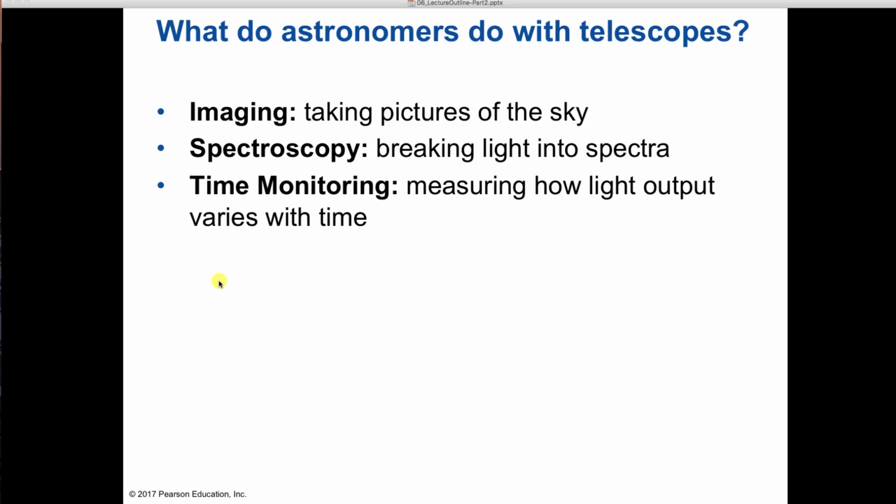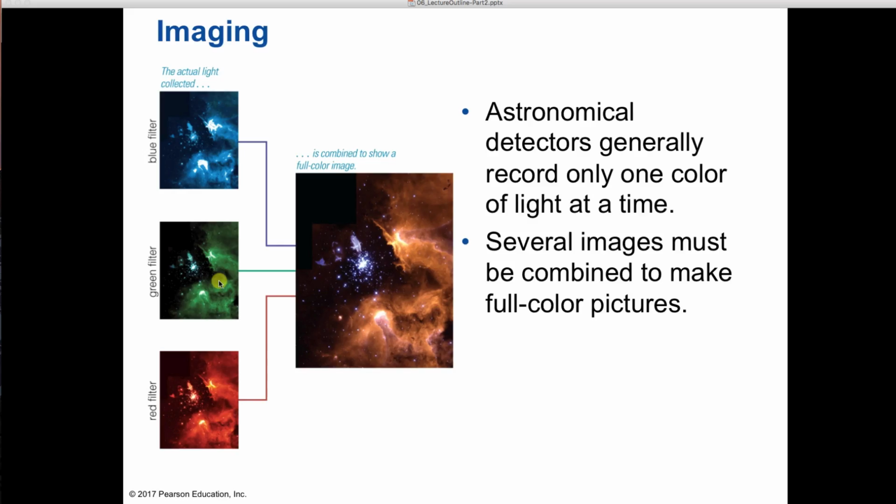So what do astronomers do with the telescopes once they have them? Well, there's a variety of things they do: imaging, spectroscopy, and monitoring, timing of things. Imaging is basically taking pictures. What they often do, though, is take a picture of an object several times through different filters. So they'll take a picture of an object through a blue filter, so that only the blue light goes through.